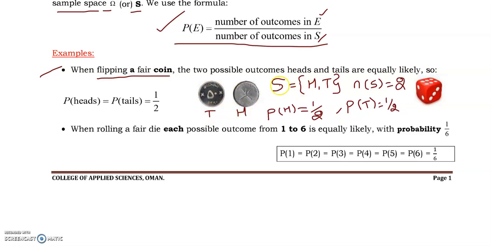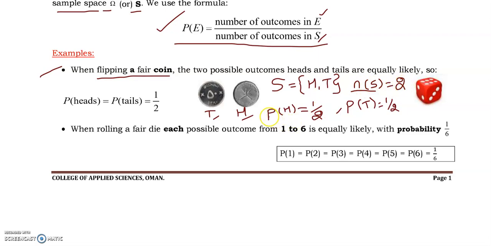Now what is S? S means sample space. What is sample space? The total number of outcomes in an experiment is called the sample space. Here, when we flip a fair coin, we have only two possibilities. Either we will get head or tail, that is H or T. The total outcomes is 2. That's why I write n of S, the number of outcomes of the sample space, is equal to 2.